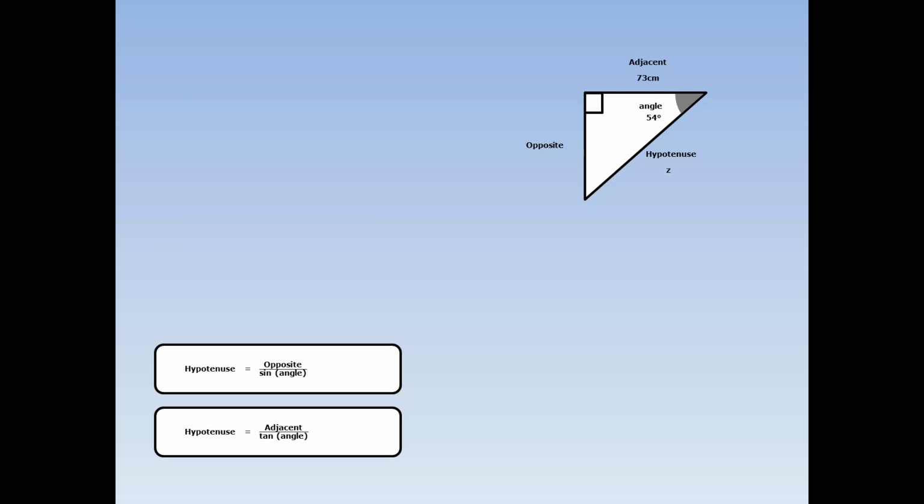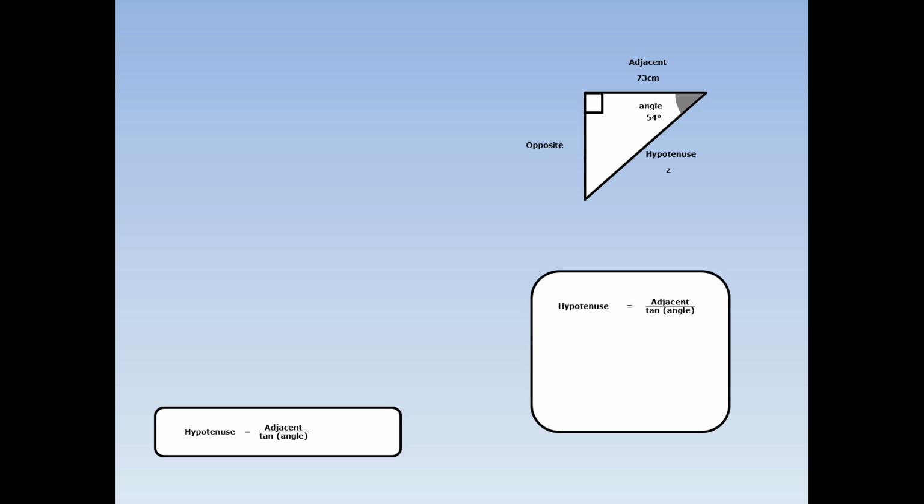And what else do I know? I know the adjacent side, but I don't know the opposite side. So I'm going to use this one. Start off by writing out the formulas. The hypotenuse is the adjacent over the tan of the angle. Fill in all the numbers. The adjacent side is 73, divided by the tan of 54. Now tan of 54 is 1.376, and 73 divided by 1.376 equals 53.1. So in this one, z, the hypotenuse, is 53.1.